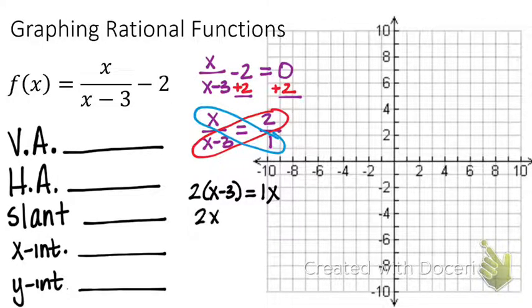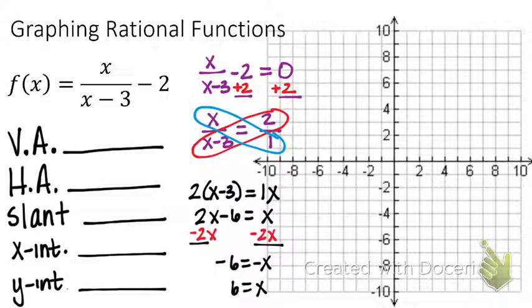So you have 2x minus 6 equals x. Subtract the 2x from both sides. Negative 6 equals negative x. Divide both sides by negative 1 and x equals 6. So that would be your x-intercept.